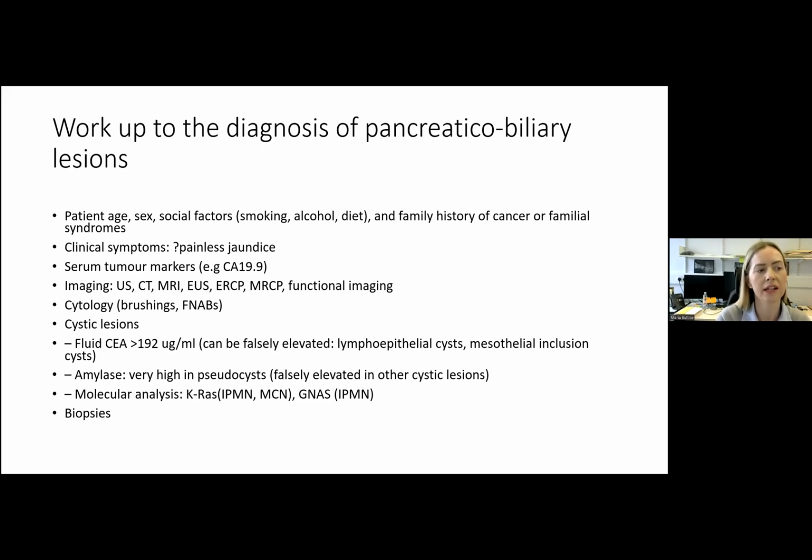I also like to look at the imaging. So what is seen on imaging? Firstly, is the lesion solid? Is it cystic? Is it mixed? And where is it located? Is it in the biliary tract or is it in the pancreas? And if it's in the pancreas, where? Is it in the head of pancreas, because that can give you a differential, or is it in the body and tail?